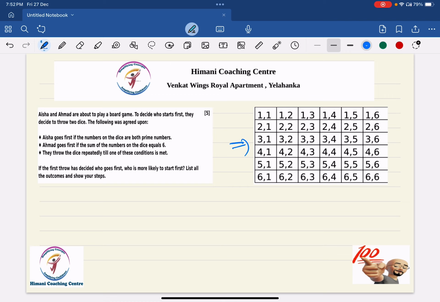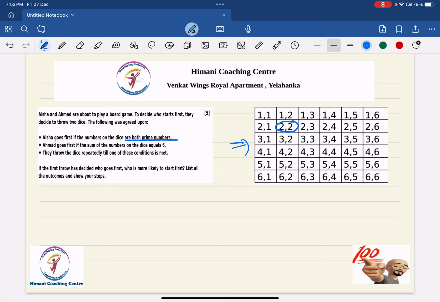Now the question is, who is more likely to start first? Aisha goes first if the numbers on the dice are both prime numbers. So students, remember 1 is not a prime number, because that is one mistake which most of the students commit. Keep in mind 1 is not a prime number. Now let us see, out of the given 36 outcomes, in how many cases are both prime numbers? So let us figure that out.